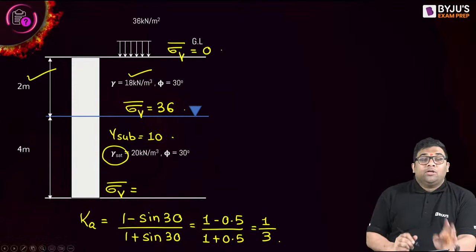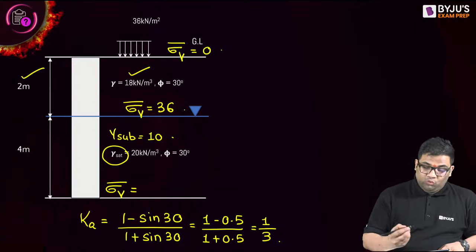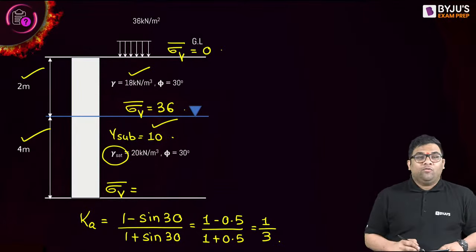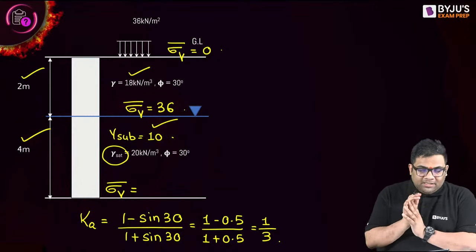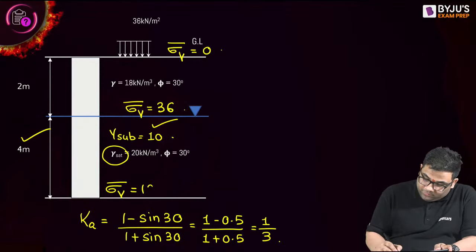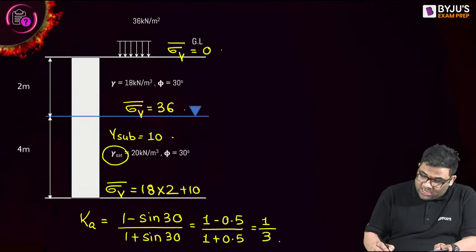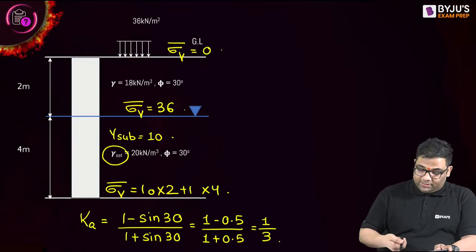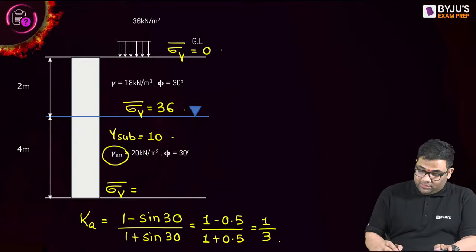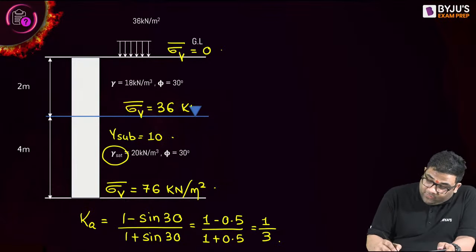Okay. So now, what is the vertical stress at bottom? It will be simply summation of gamma Z, right? So 18 into 2 plus 10 into 4. How much am I getting? I'm getting a value of 76. Very good, very attentive with the class. 76 kilonewton per meter square. Okay, so these are the vertical stresses I got.